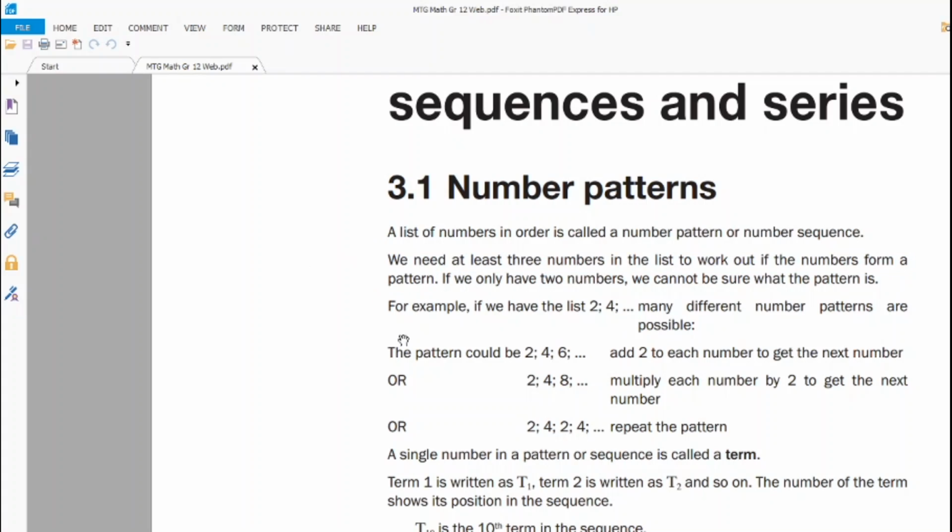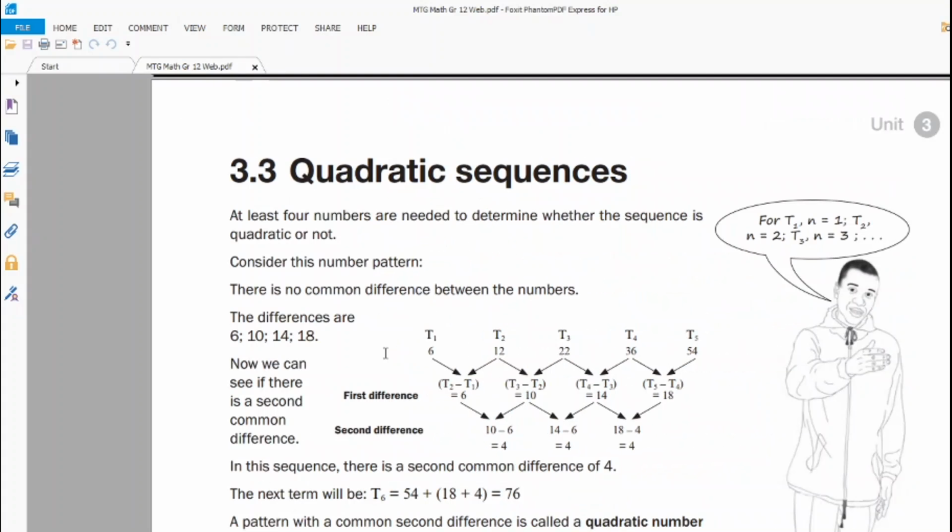So with 3 numbers, you can see whether the pattern forms an arithmetic sequence or a geometric sequence. Now for a quadratic sequence you need at least 4 numbers, right? You need at least 4 numbers in the sequence to determine whether the sequence is quadratic or not. So as a hint, if they give you a sequence with 4 terms, probably it is a quadratic sequence.